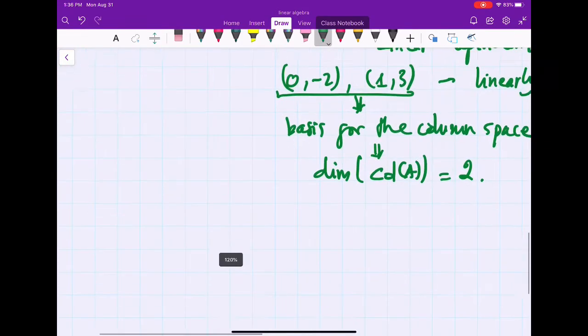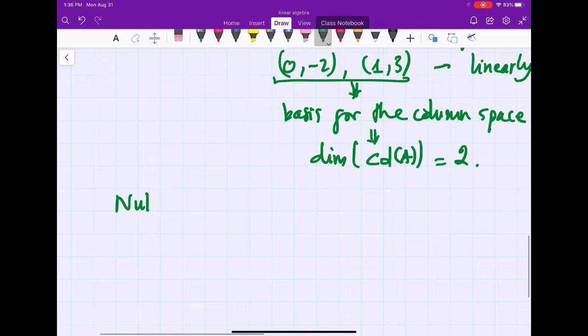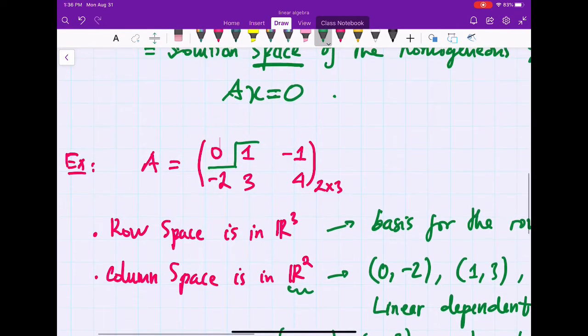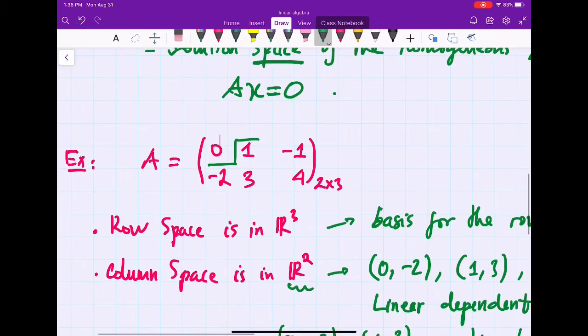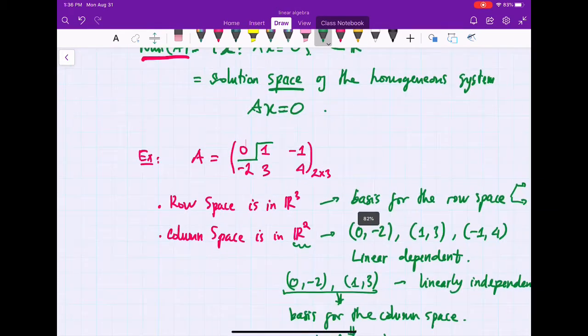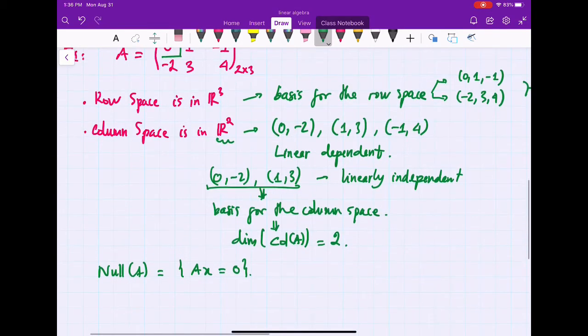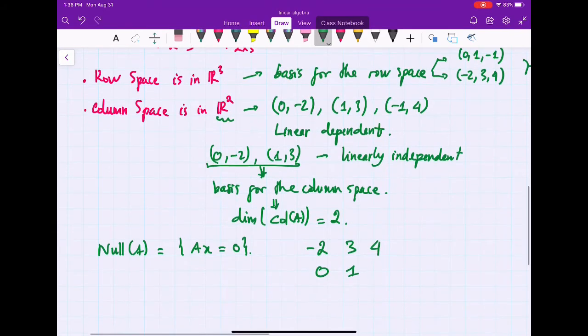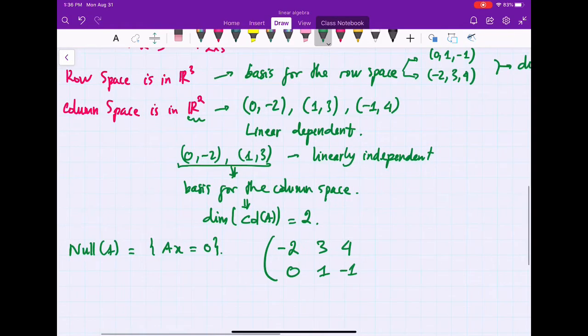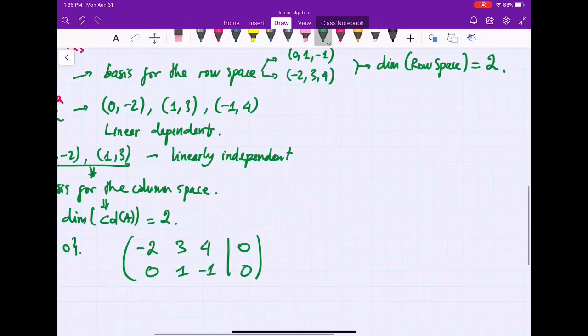All right, now let's talk about the null space. The null space of A is the solution set of Ax equal to 0. So that means we have to solve the homogeneous system where A is the coefficient matrix, right? So let's do that. I can interchange rows. I have negative 2, 3, and 4 in here. I have 0, 1, and negative 1. If you want, you can write 0, 0 in here, but that is not necessary.